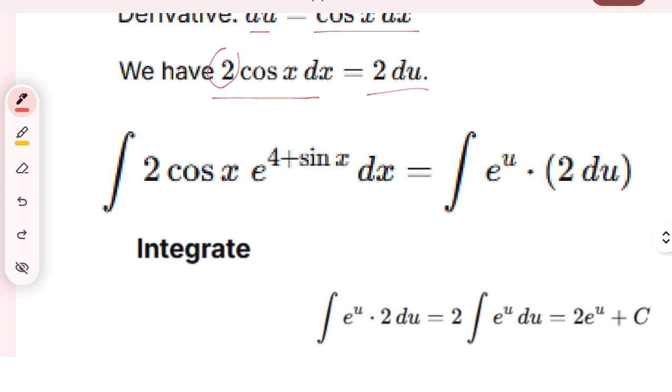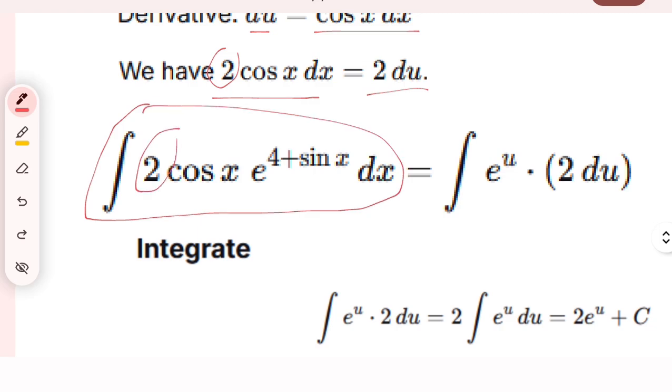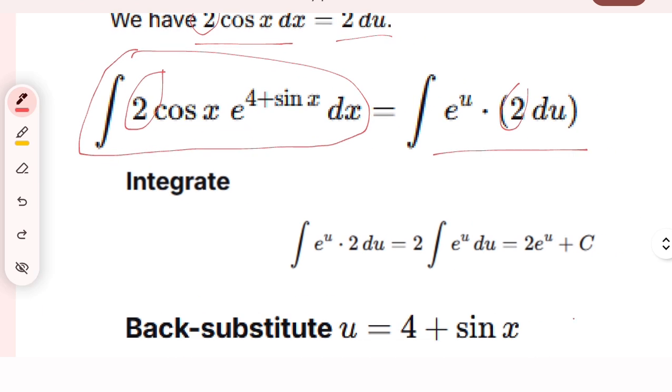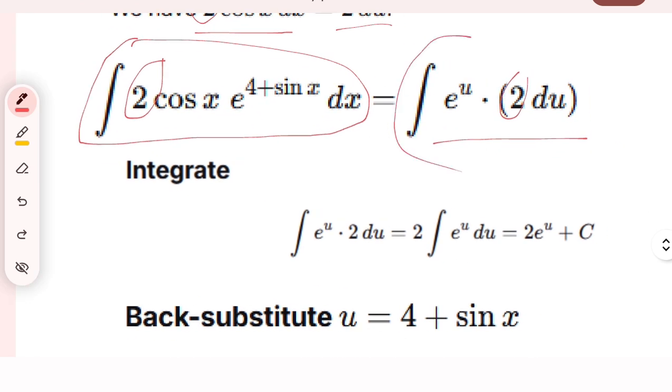So this is the original given. Remember, there's a 2 there, and then we had a substitution. So instead of e to the u du, it would be e to the u 2 du, because there is a constant added before the cosine. In our first problem, we only had the integral of e to the u du. Here we have the integral of e to the u times 2 du. That's easy, right? And what is the integral now?